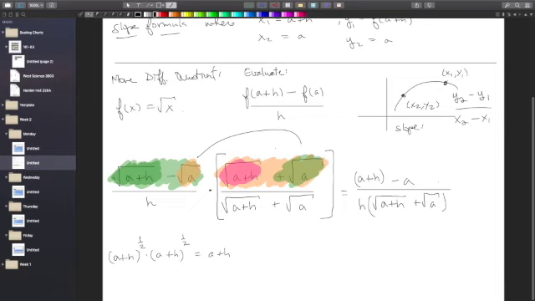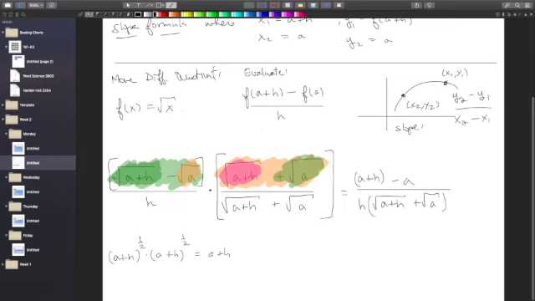Yes? So, on top, are we foiling? Yeah, first, outer, inner, last. Total FOIL, exactly. You got it. That's a good question. I should have said that ahead of time.